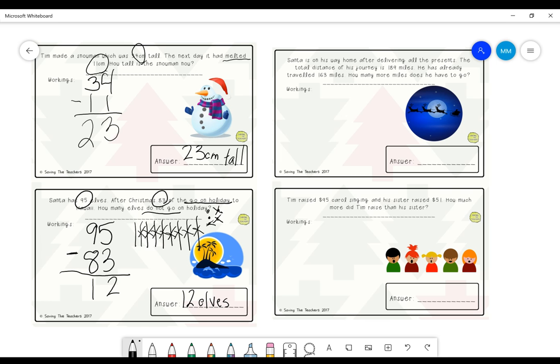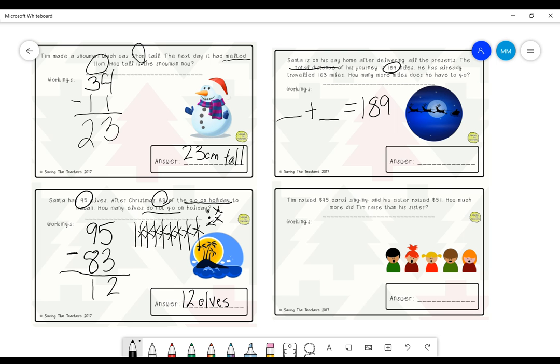All right, so this is really tricky because the first time I'm hearing that, I'm thinking it sounds like I need to add, but I always know with a word problem, I need to go back and underline key words and circle my numbers that are part of my word problem. So let's read this again. Santa is on his way home after delivering all the presents. The total distance of his journey is 189. So if his total is 189, that means that 189 is going to be our whole number.